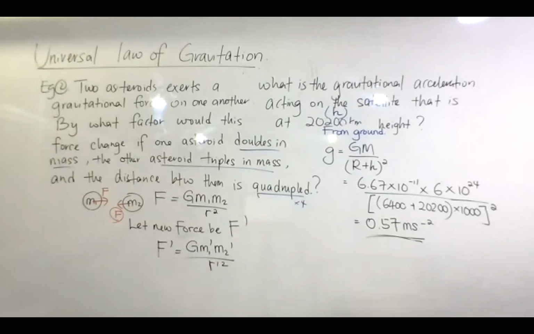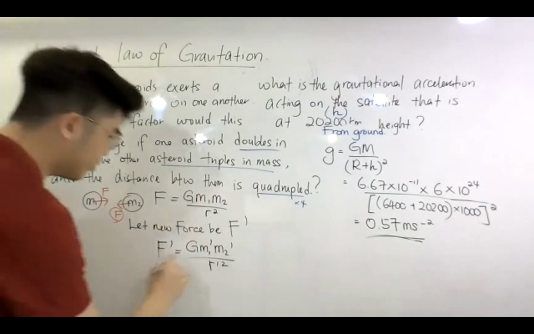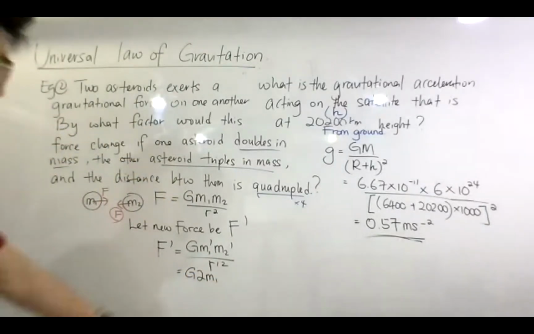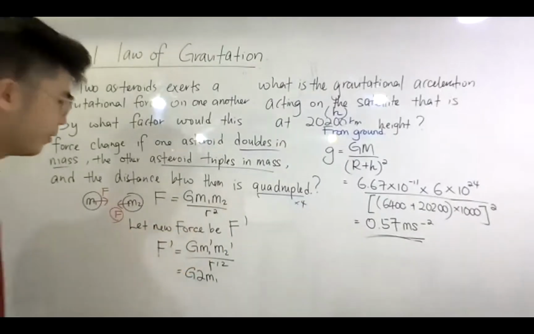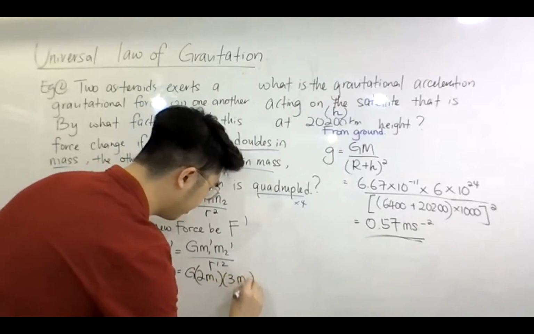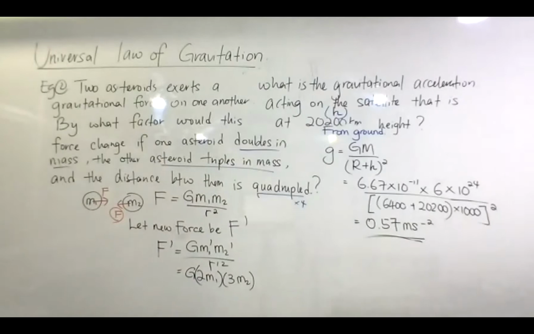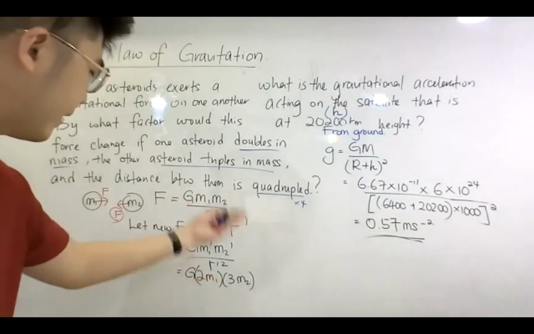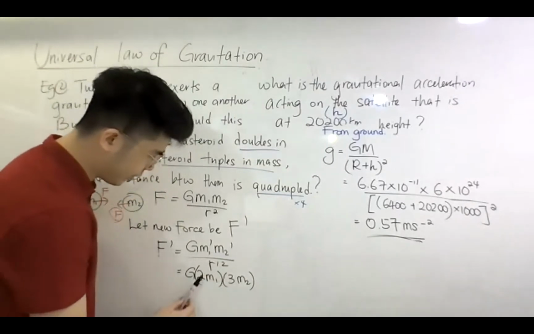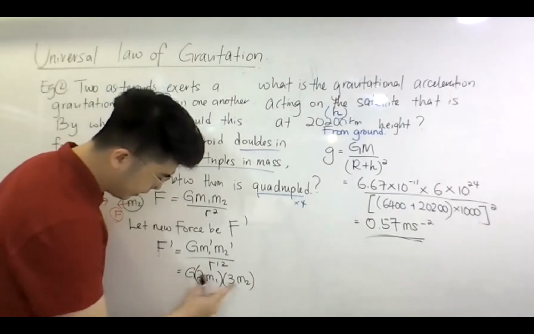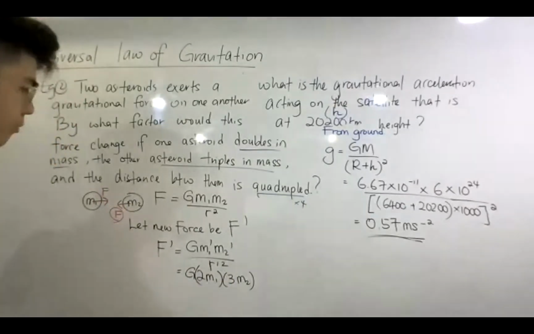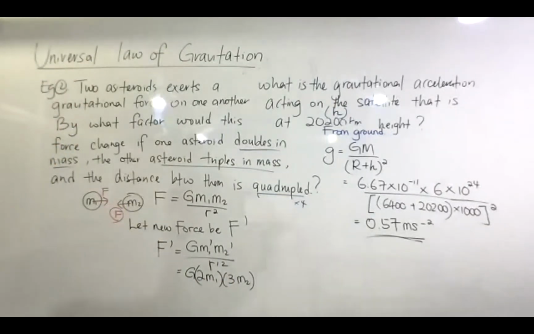F dash equals GM1 M2 over R squared. Now it says one is doubled, so we can change this one to G 2 M1. The other one is tripled, so 3 M2. It doesn't matter which one is doubled and which one is tripled. At the end, you'll still get the same thing because we are calculating the factor. If this one is doubled and this one is tripled, you bring them out and you will also get 6G M1 M2. Now the distance also quadruples, right?